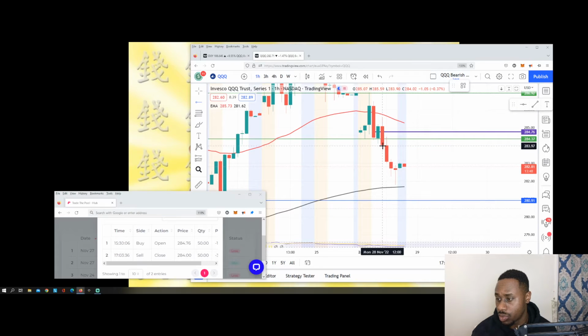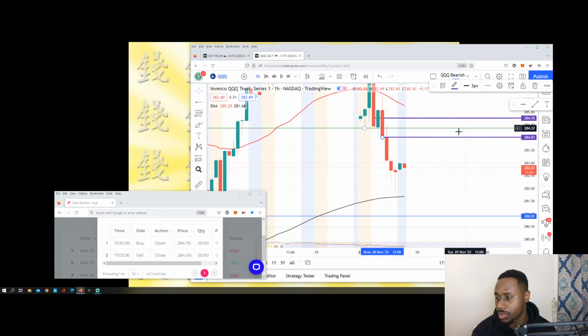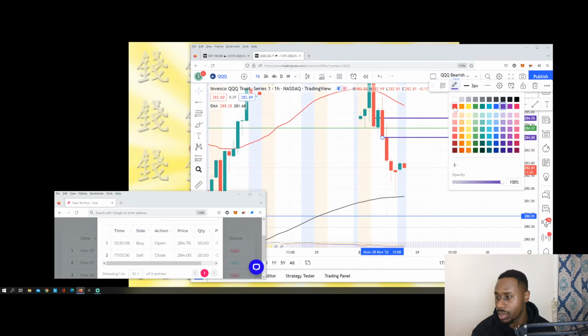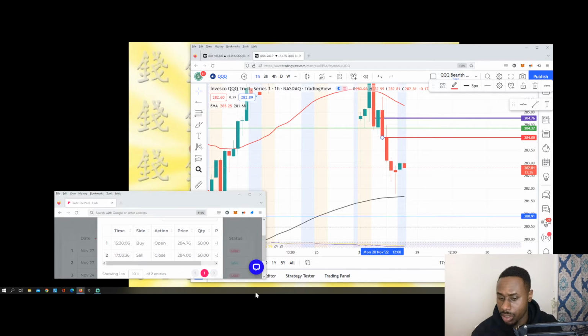So this one's 284 flat, 284 solid right there, on the 12 o'clock candle, because you're -5 from this. So I entered here, and then I got stopped out when it started to break below this level, right?